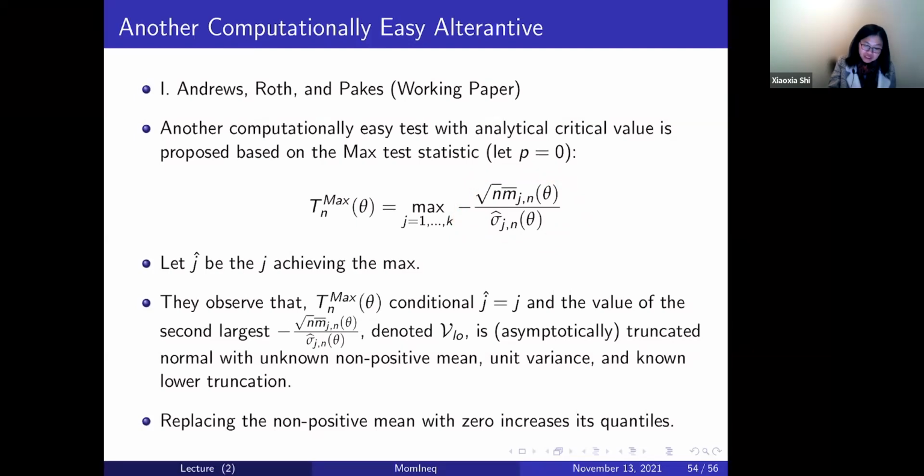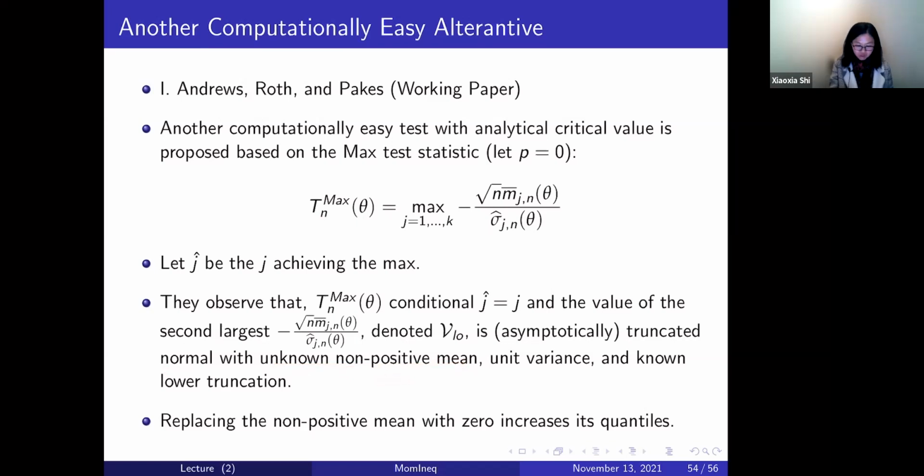They also use a conditional critical value. They observe that conditional on J hat equals a given value J, where J hat is the one that achieves this maximum, the identity of the maximum moment, as well as the value of the second largest, the maximum is a truncated normal, or asymptotically truncated normal, with an unknown non-positive mean, unit variance, and known lower truncation. So the truncation point is known, but the mean is not known.